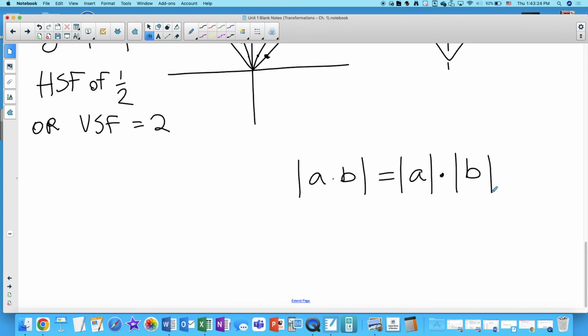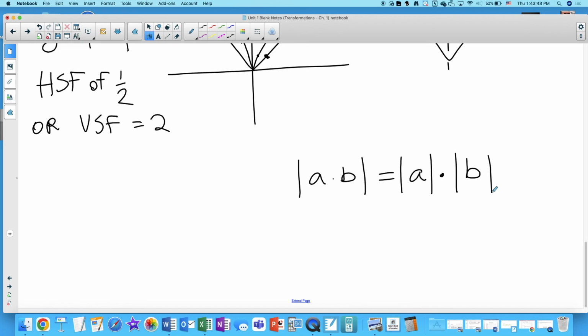Let's suppose A and B are both positive, like the absolute value of 2 times 3. That's still 2 times 3 is 6, right? If they're both negative, then the answer is positive. This is still going to be like negative 2 becomes 2, times negative 3 becomes 3. 2 times 3 is 6, right?